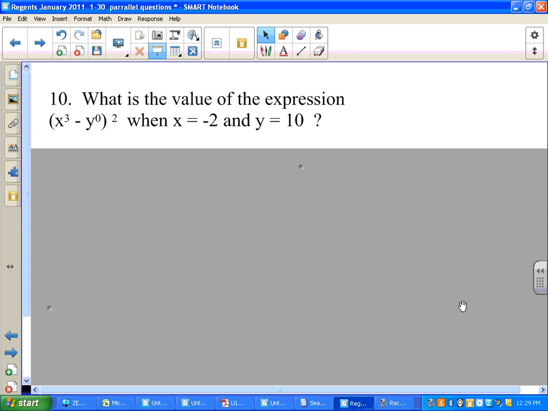Parallel to question number 10. What is the value of the expression? The quantity x cubed minus y to the 0 quantity squared when x is -2 and y is 10. This is asking, can you use your calculator?